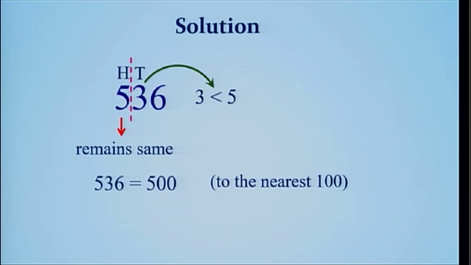Now, imagine a number line where you have 500 and 600. You will guess that 536 is nearer to 500. But as I have told you, we cannot always draw number lines, especially when we have big numbers. Like here we have 536. It's quite difficult to represent this number on a number line. So we use the rule that I have just mentioned to you.